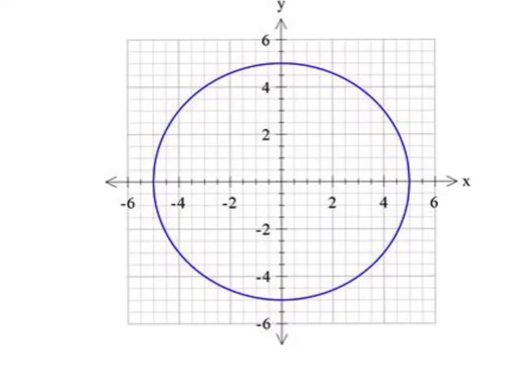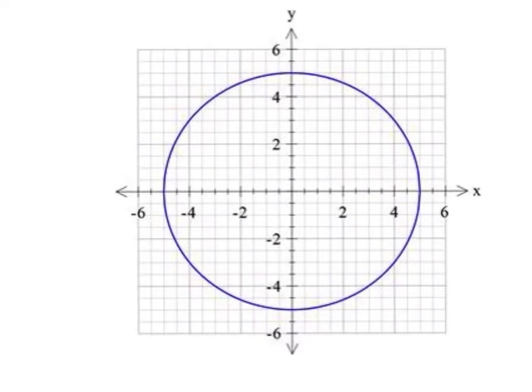All right, let's talk about domain and range. So the definition for domain is a set of all possible values of x. By that, we're looking at how much space something takes up along the x-axis. For example, here in our circle, we're using all of this space.